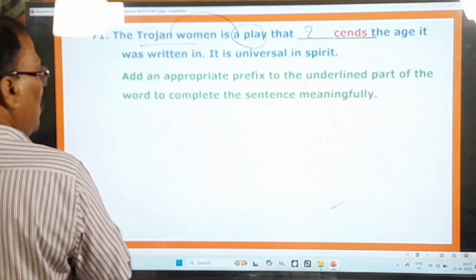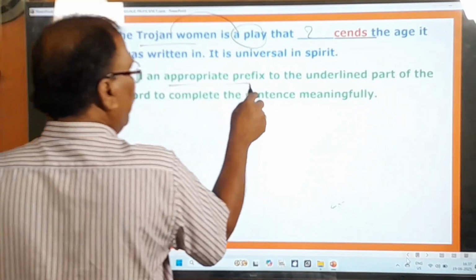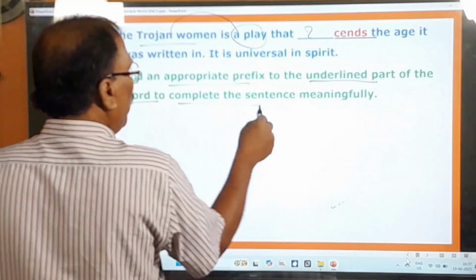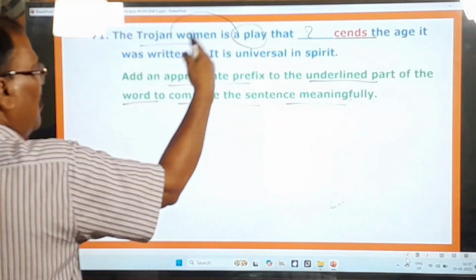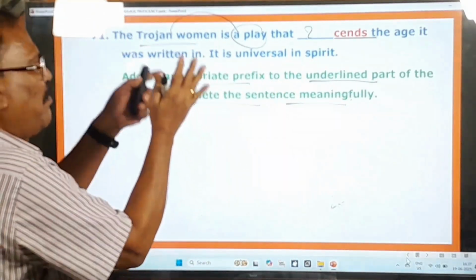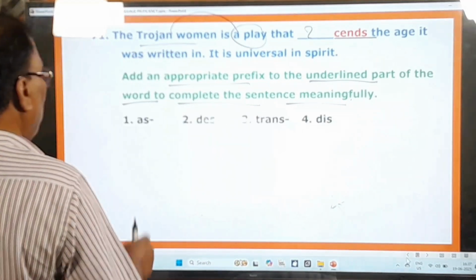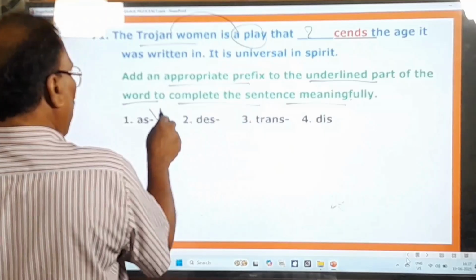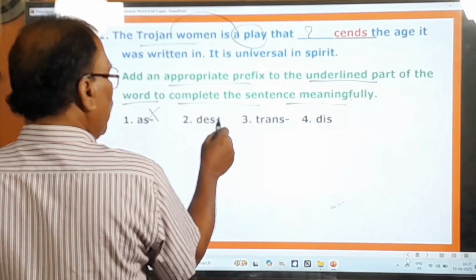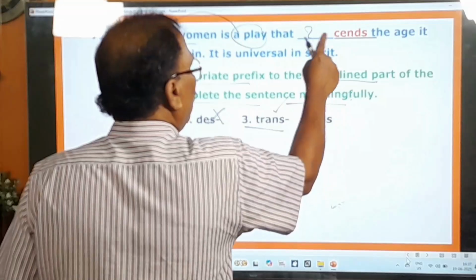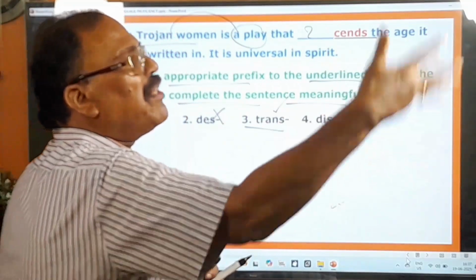And what actually is the question given? Add an appropriate prefix to that underlined part of the word to complete the sentence meaningfully. So you use some relevant prefix there and complete the meaning of the sentence. So here you pay attention. As ascends, no. Ascend means to climb up. Descend means to climb down. Okay. Transcend, okay, this is the right option. Transcend means to go beyond the limits of the age.